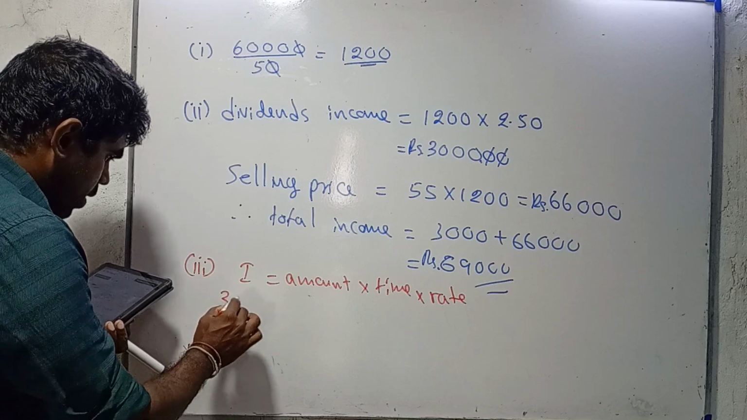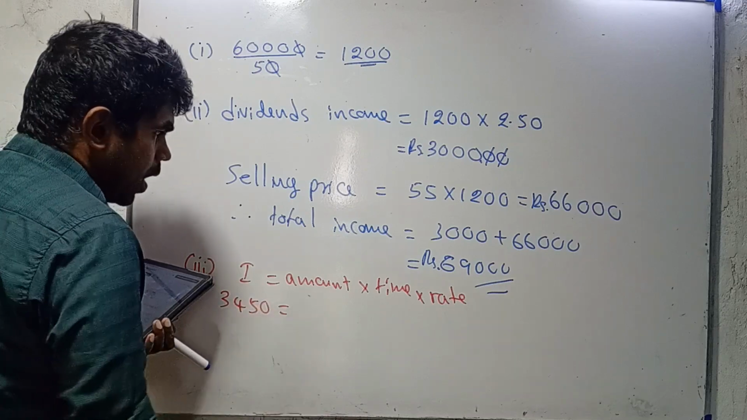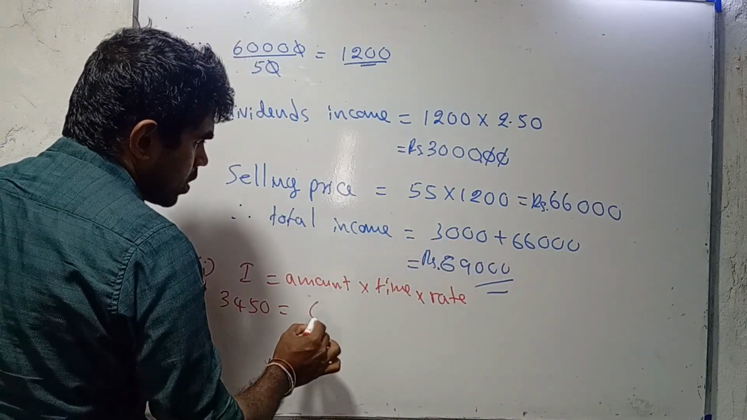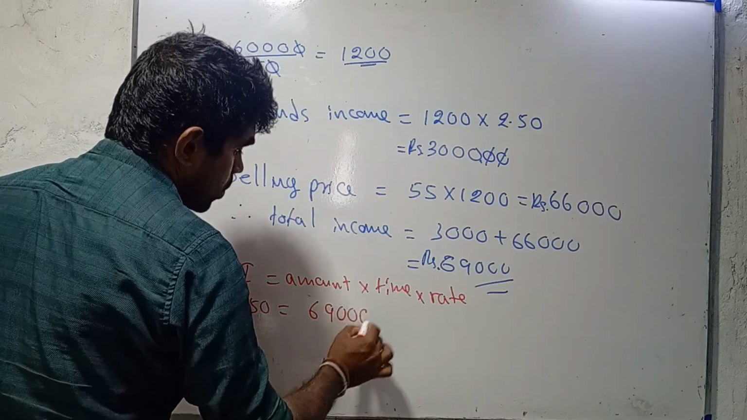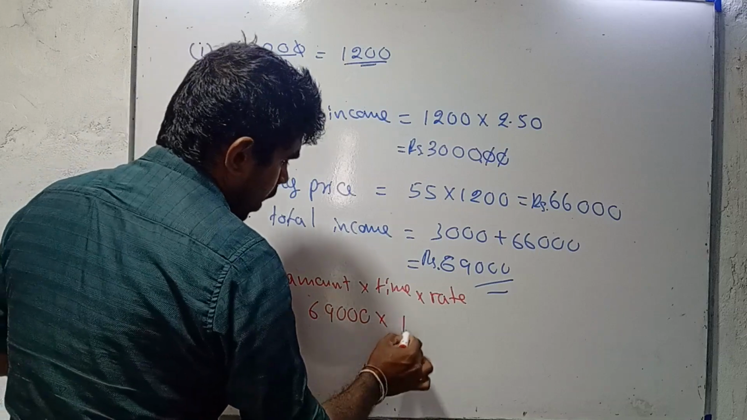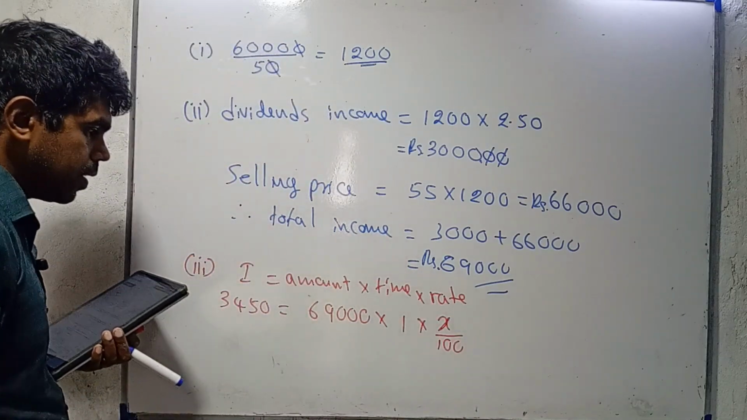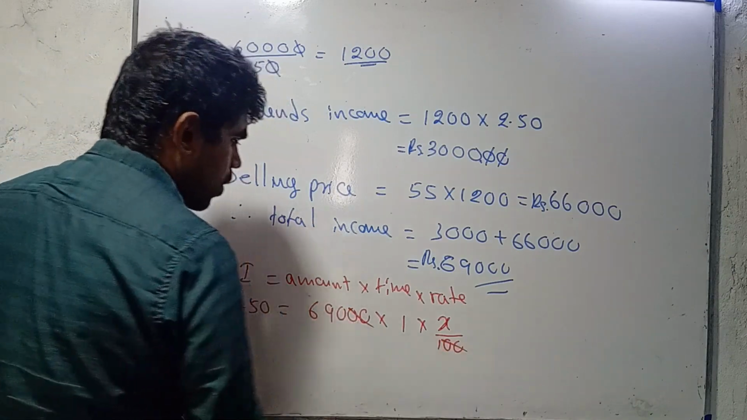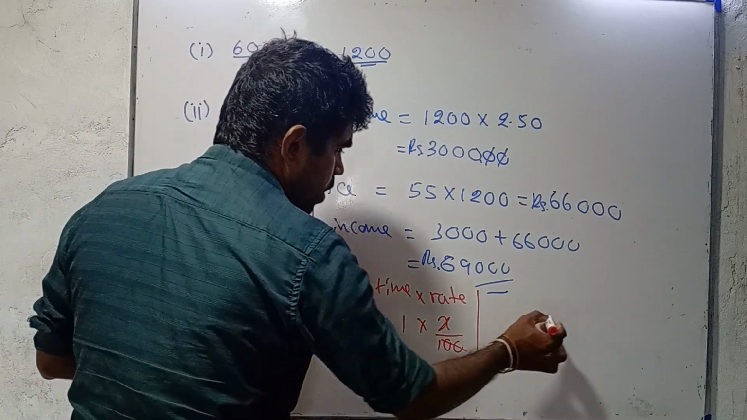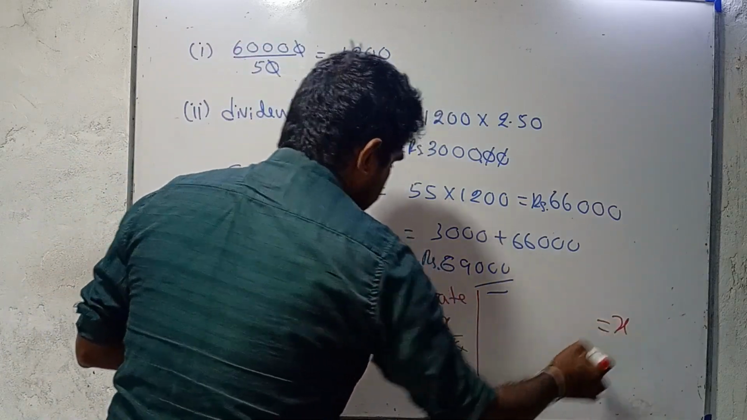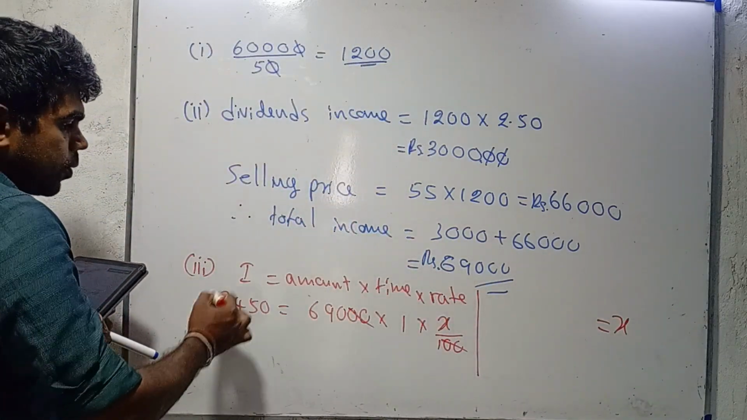Interest is given as 3,450. Invested amount is this one, 69,000 rupees. Time 1 year, we have to find the interest rate. I will consider it as X%. Then we can cancel out 2 zeros and we have to make X the subject. When making X the subject, we have to bring 690 to the left hand side.